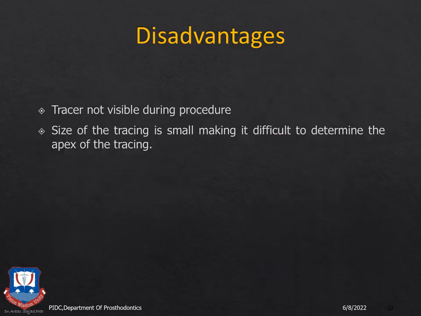So now coming to the disadvantages of these tracers. The intraoral tracer is not visible during the procedure. That is, the operator cannot guide the patient. He only has to trust his judgment that a patient is able to understand his instructions. It may require multiple repeated attempts to create a proper ideal arrow of the centric relationship. The size of the tracing is sometimes very small. It is difficult to determine the apex of the tracing.